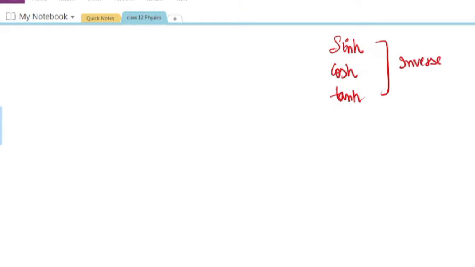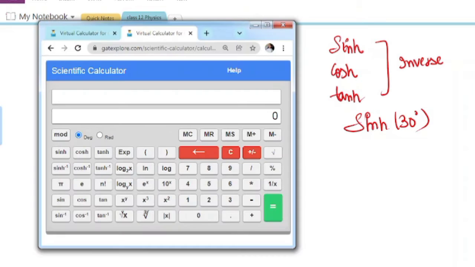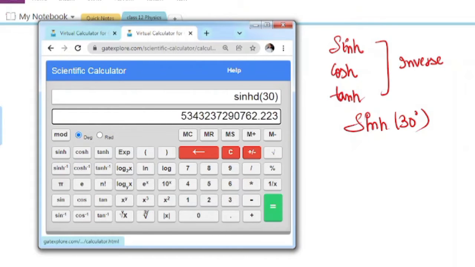Okay, so how do we use them? If you want to find sine hyperbolic 30 degrees, or the same with cos and tan and the inverses also, let's find out. Just open your calculator, and if you want the value of sine hyperbolic 30 degrees, first put 30 and then sine hyperbolic. You get the value of sine hyperbolic 30 degrees.